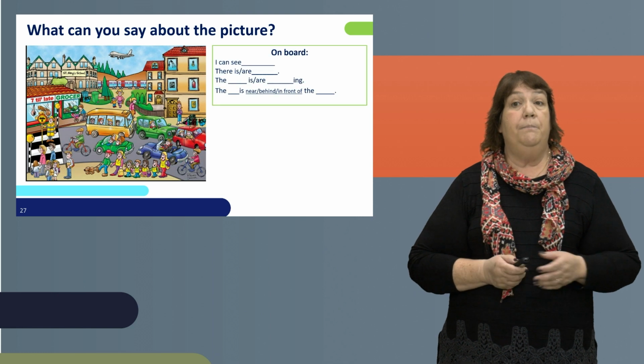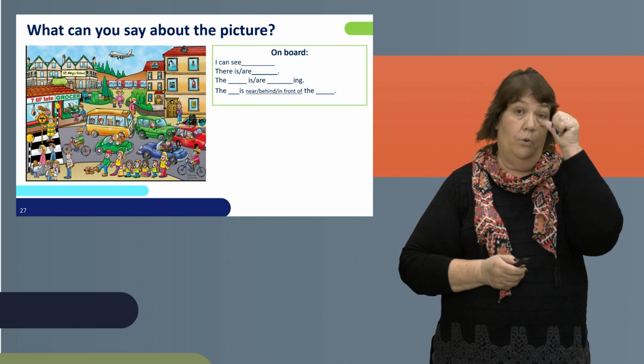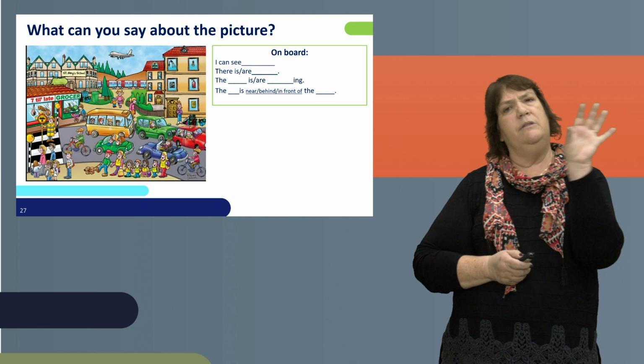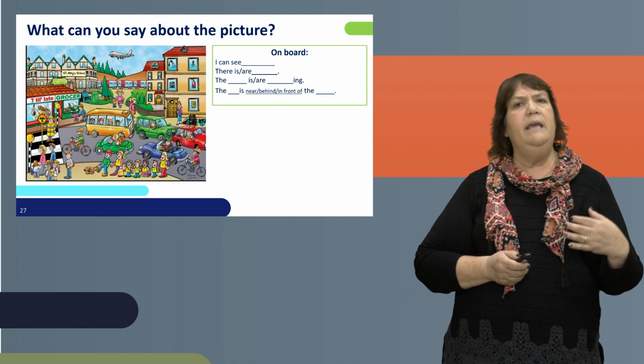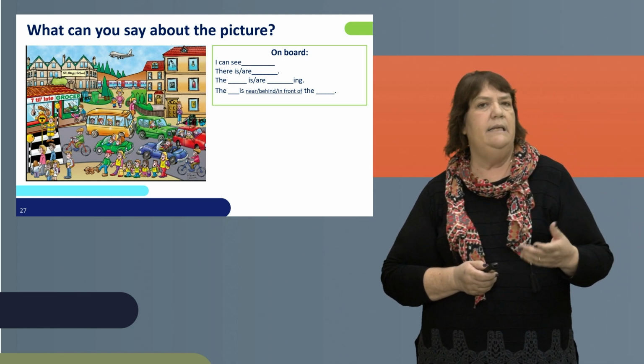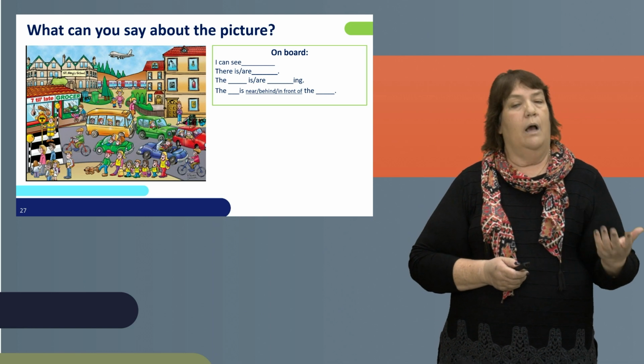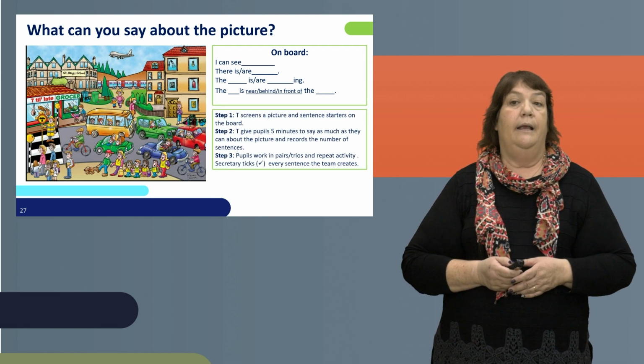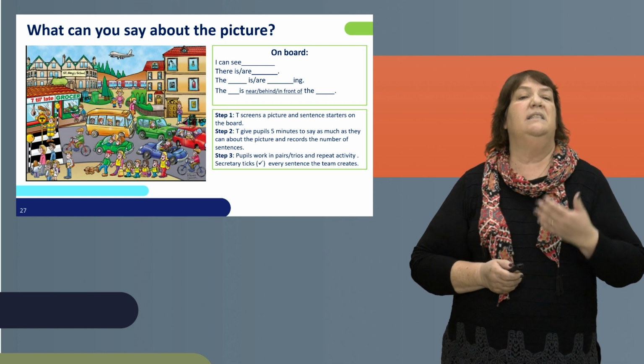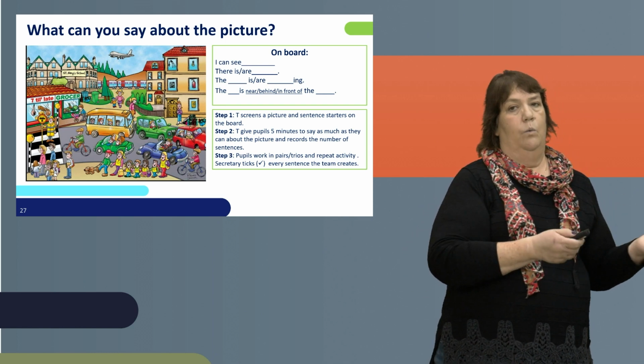What can you say about the picture? Well, what would be on the board would be these sentence stems, so they would be able to see that. I can see, there is, there are, what people are doing in the picture. And then you have the steps. How would you explain to the students what they're going to do?